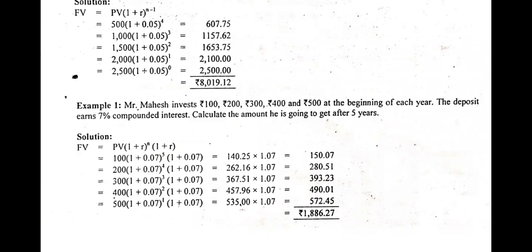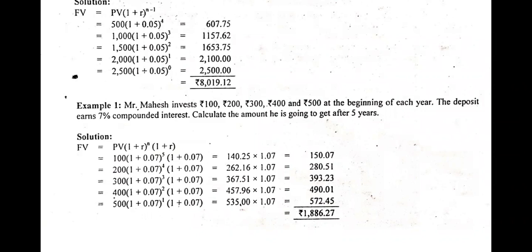Now, how many years are there? Totally 5 years are there. Into bracket 1 plus 0.07. Now if you multiply all those things, you will get the answer, that is 572.47. The additional thing 1 plus r is added here.